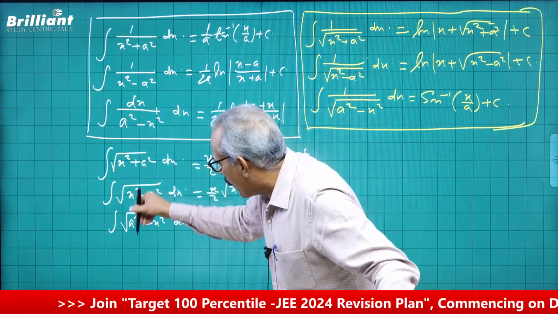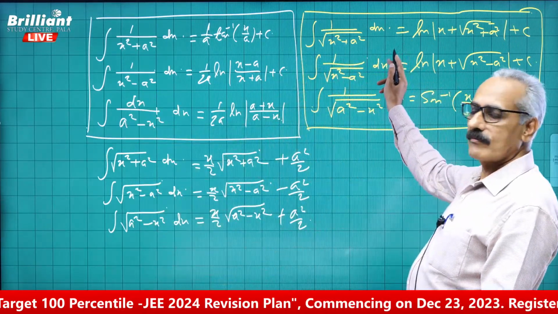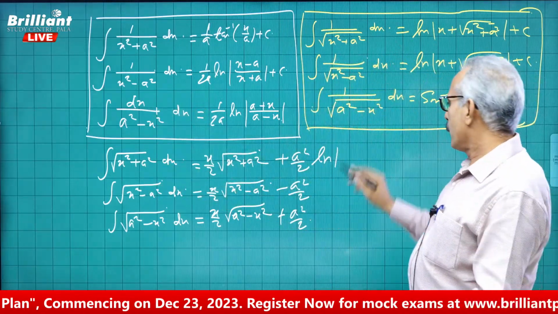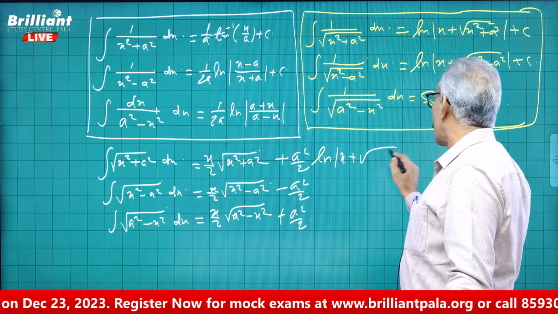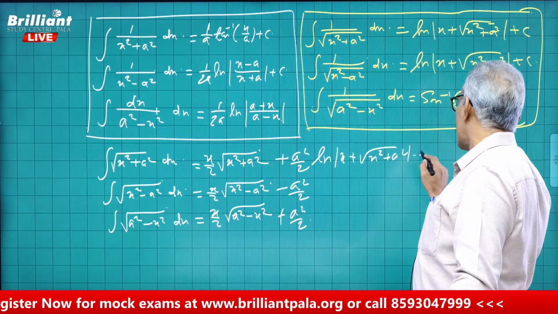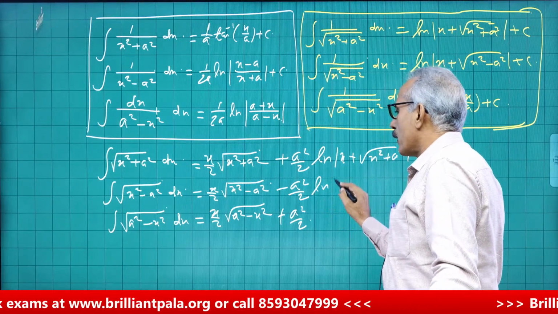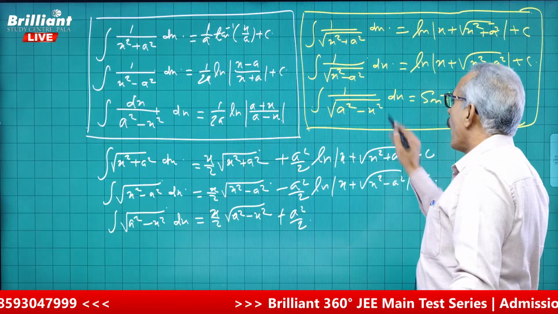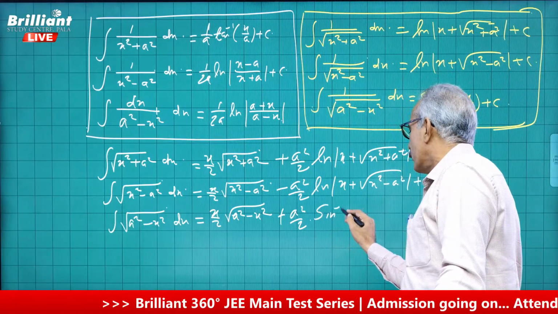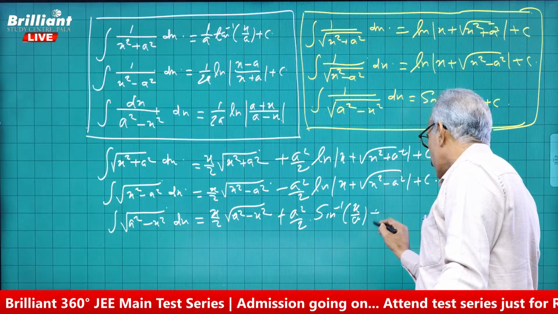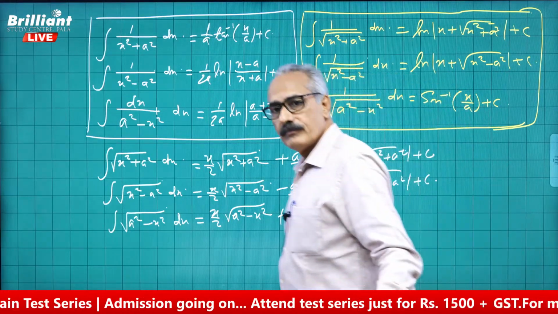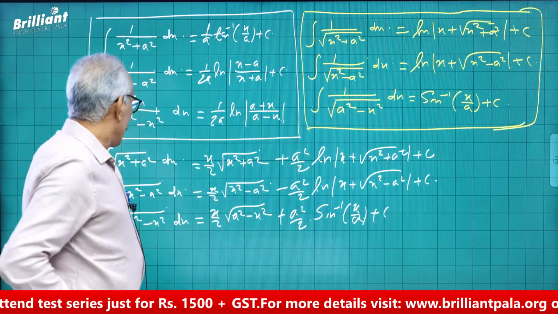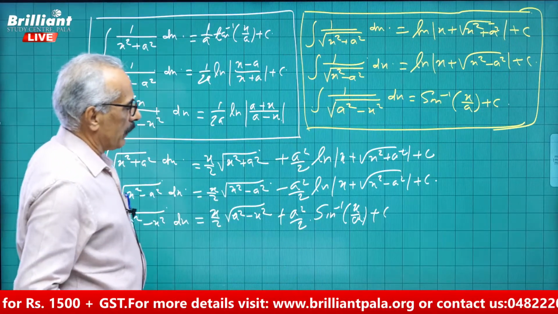Formula of 1 by. Look. That is logarithm of formula of 1 by this. Look at this yellow part. That is logarithm of x plus root over x square plus a square plus c. And this is logarithm of x plus root of x square minus a square plus c. And look at this. This will be sine inverse x by a plus c. That's it. So, all the 9 formulas, 3 sets, you have to keep this in mind.